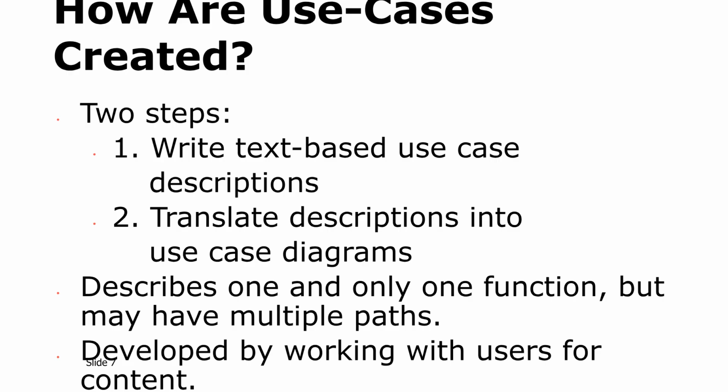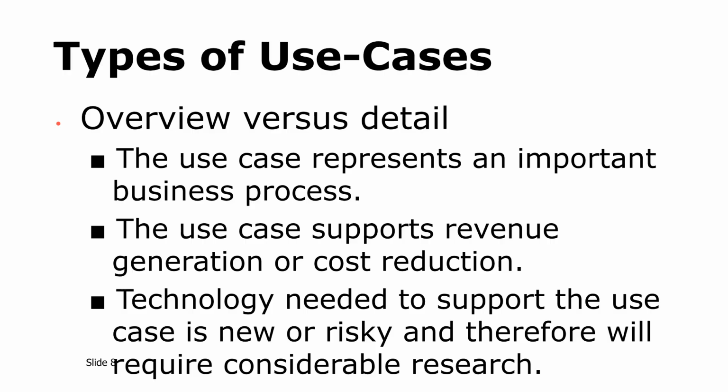Use cases are created in two steps: writing text-based descriptions and translating them into use case diagrams. Each describes one function but may have multiple paths, and they are developed with user input. We have different types of use cases, including overview versus detail and essential versus real. Detail use cases are important business processes supporting revenue or reduction, or they involve risky technology.